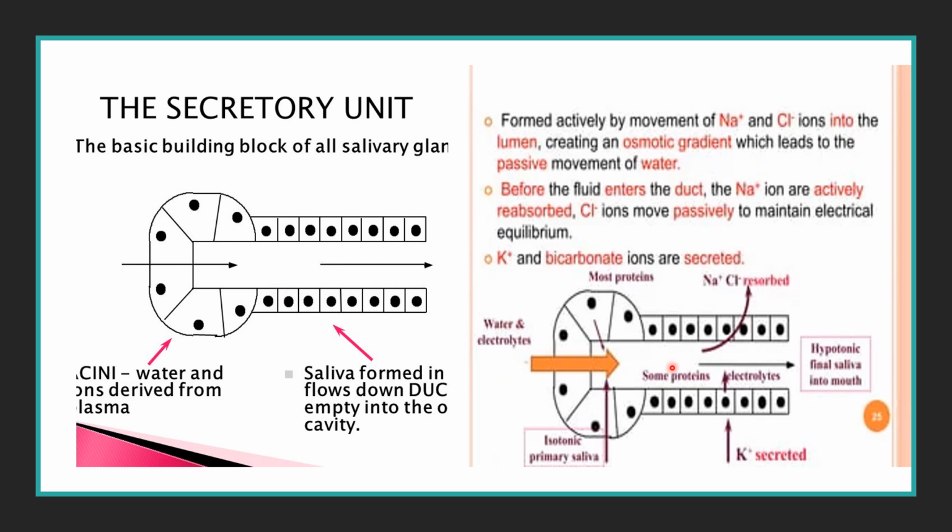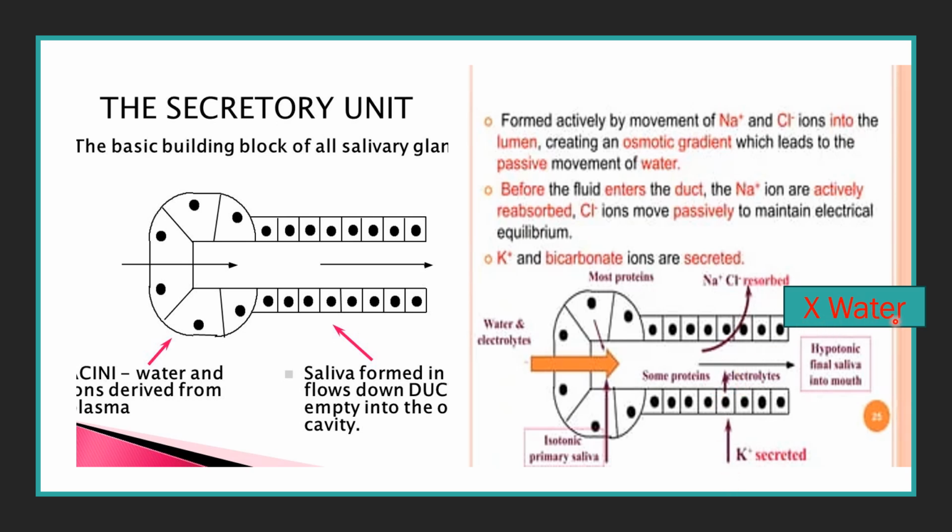First, these ducts are impermeable to water, so the water content will not be changed. Sodium and chloride will be reabsorbed, and additionally there will be secretion of some potassium and bicarbonate. So these are the two things that will happen: sodium and chloride reabsorbed, potassium and bicarbonate secreted, and no change in the water content.